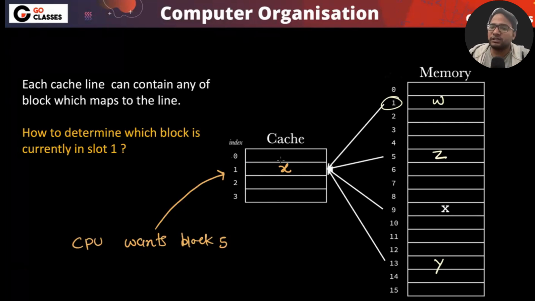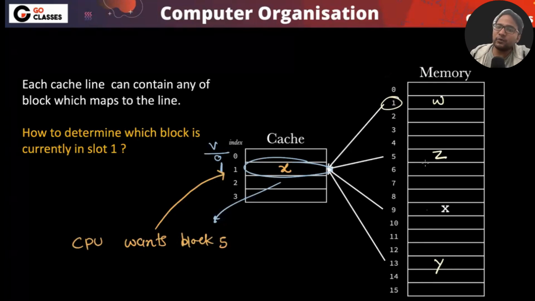Since this particular line is filled, the CPU will say that this means valid is one. We will talk about valid and invalid later on, but let's suppose valid is one. The CPU will say okay, this is filled, let me just fetch this. Is this the correct block the CPU wanted? Ultimately, the CPU wanted Z, right? Because the CPU wanted block 5. So my question is: how will the CPU get to know whether it has X or Z?